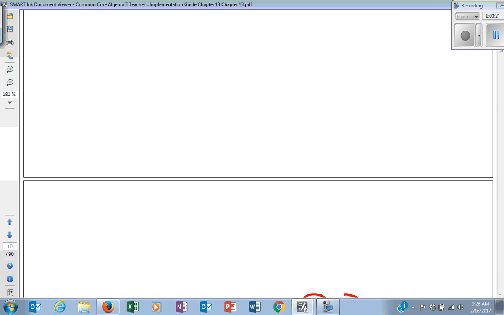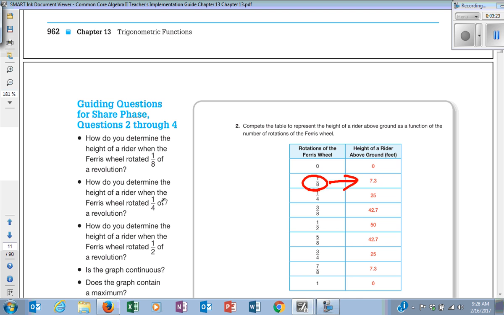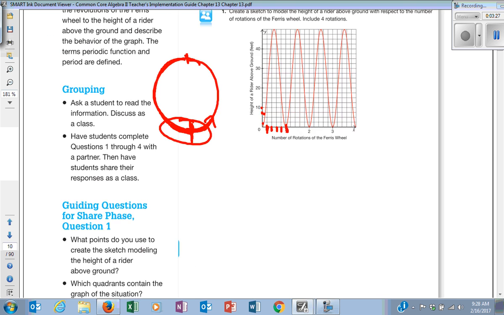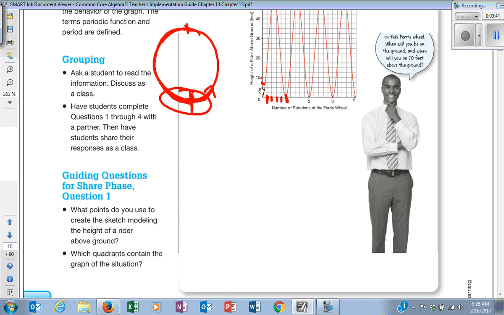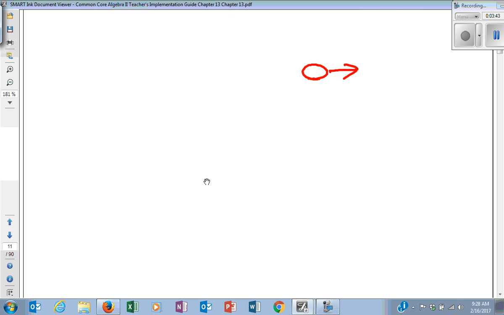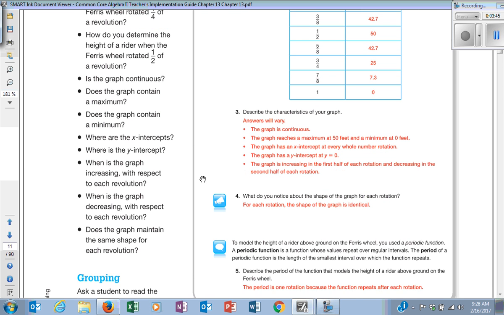If you notice, it says if you are halfway around, you are at 50 feet. Well, look, if I go up to here and I go to a half rotation, my peak is right there, and that's at 40. So 50 would be right there. And so that's where all they did is they just looked at this graph right here, and they estimated these spots. All right, so here's some characteristics.